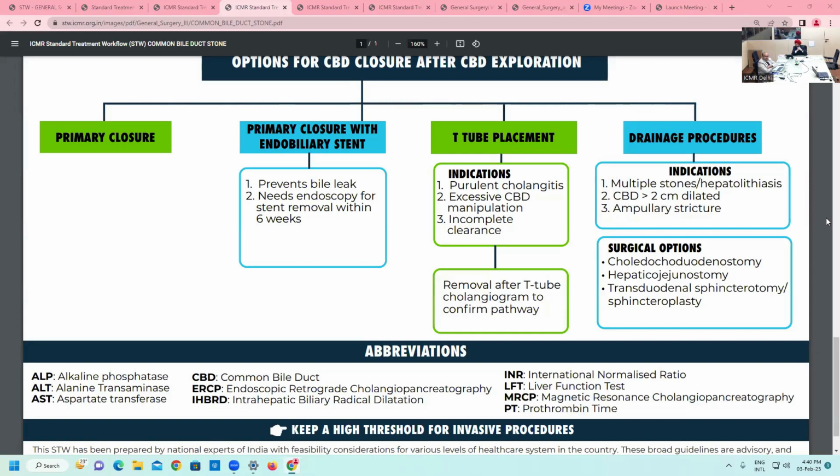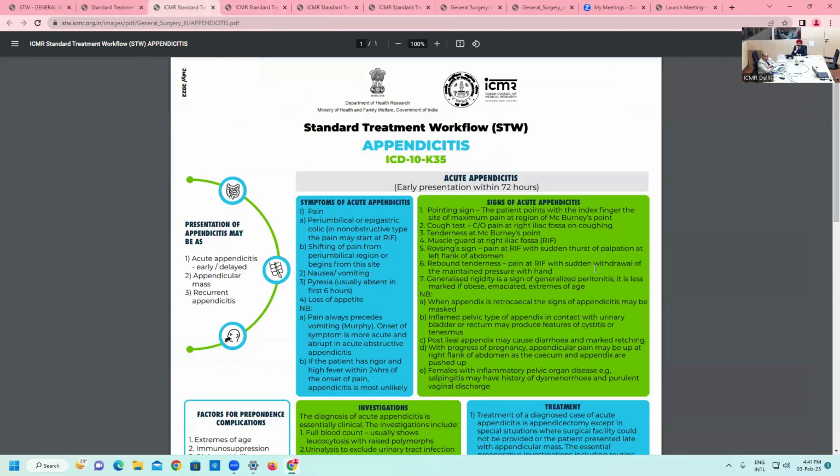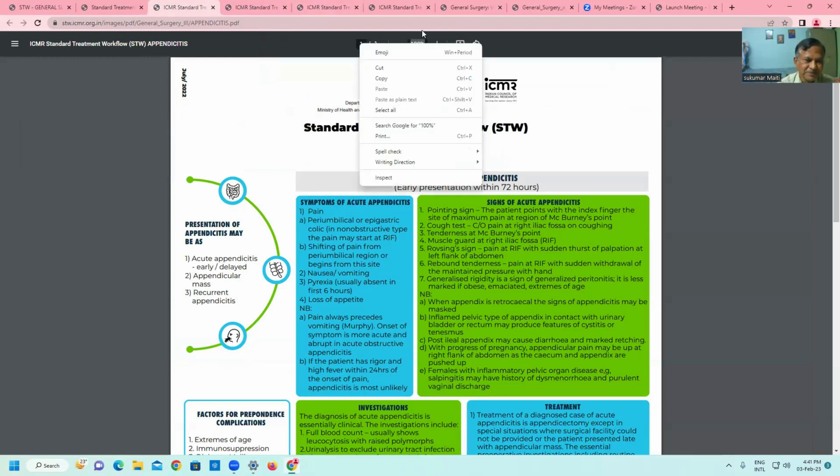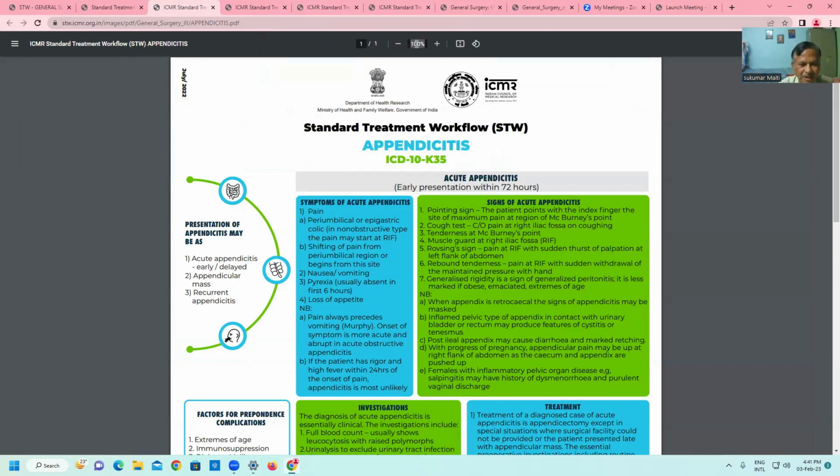So next we have a very common topic of appendicitis, which will be taken up by Dr. Kumar. He's a professor and former head of surgery at Medical College, Kolkata. Thank you, Professor Rajdeep. Thank you, ICMR and Dr. Anurag Mishra too, for including me in this very important aspect of ICMR on standard treatment workflow.